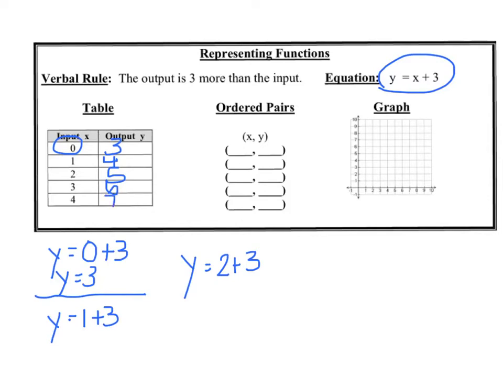Well, now all of these inputs and outputs represent our ordered pairs. So right here is an ordered pair. It's our x and it's our y. So I have 0, 3 as one set of ordered pairs that I could put on a graph. I have 1, 4, 2, 5, 3, 6, and now 4, 7.